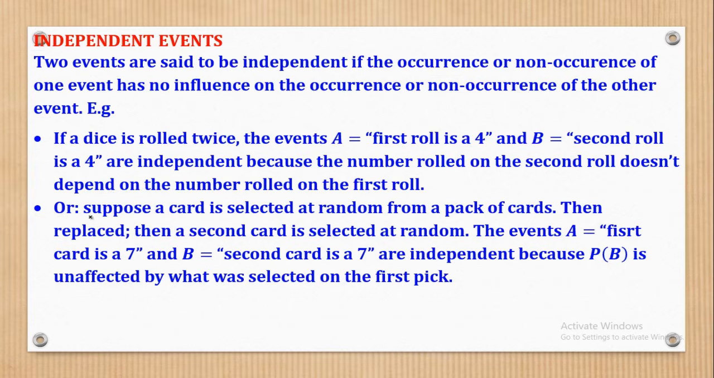Let's also look at another example. Suppose a card is selected at random from a pack of cards, then replaced, and a second card is selected at random also. If event A is that the first card is a 7 and event B is that the second card is a 7, these two will be independent because the probability of B, or the probability of picking a 7 on the second trial, is not affected by what was selected at first. It's not a matter that when you first pick a 7, the second time you will pick a 7. So that's what we mean by independent events.